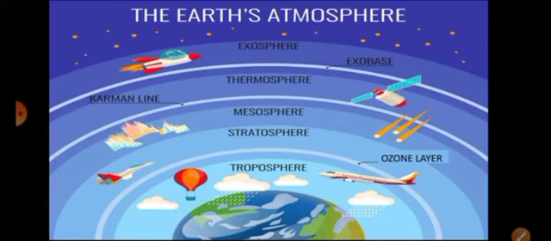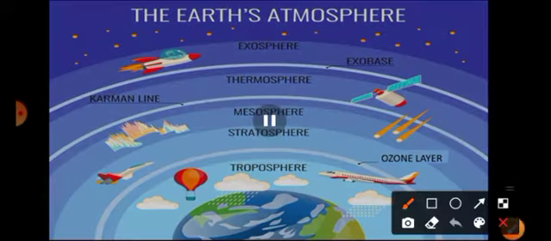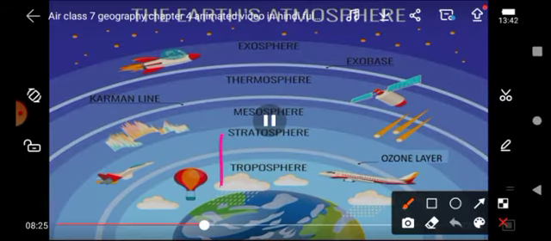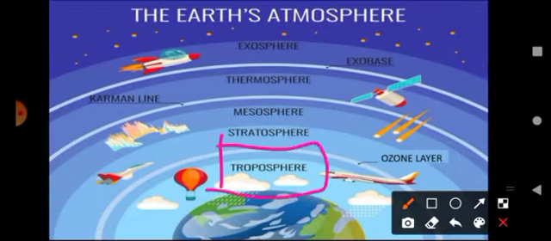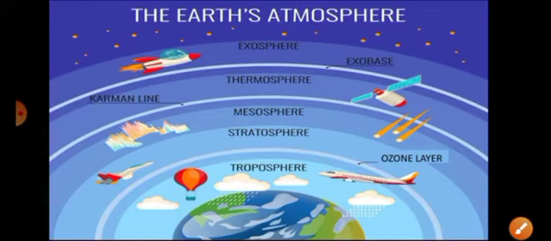First of all, let us discuss troposphere. This layer is the most important layer of the atmosphere. Its average height is 13 km. The air we breathe exists here. Almost all the weather phenomena like rainfall, fog, hailstorm occur in this layer.